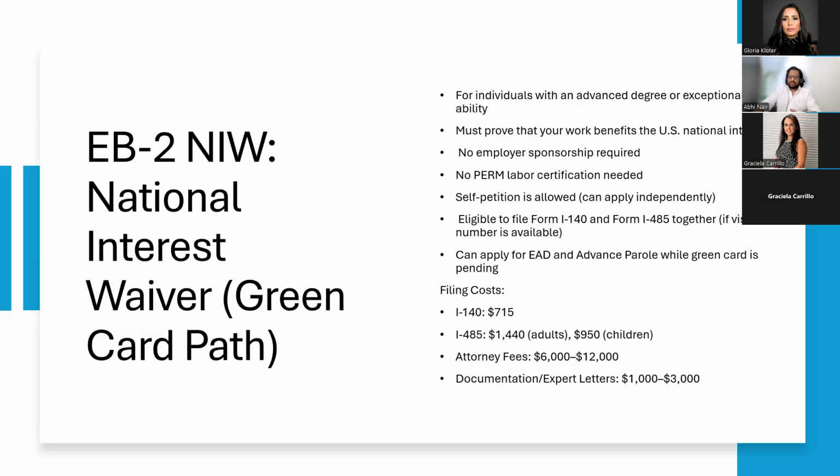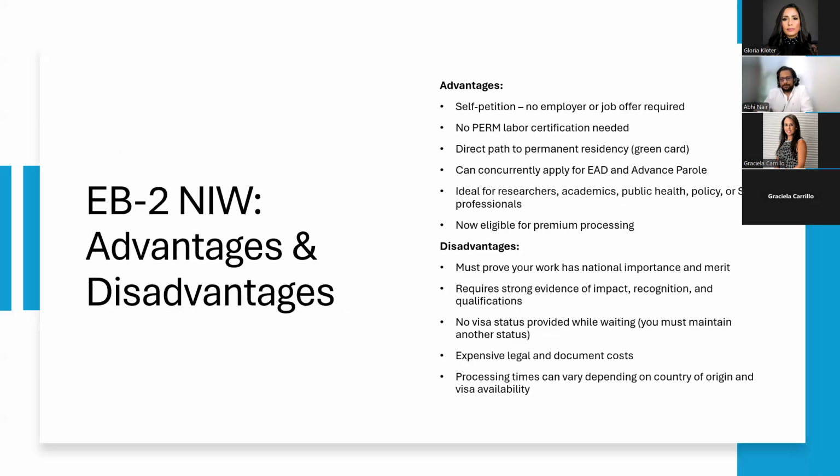Now let's talk about the cost, because we all know that's a factor. The I-140 fee is $715. The I-485 for adults is $1,440. Then there are attorney fees, typically ranging from $6,000 to $12,000, and potentially another $1,000 to $3,000 for expert letters or documentation. So, yes, it is an investment, but for many of us, it is also a path of freedom, stability, and the ability to pursue work aligned with our long-term goals without being tethered to a specific employer.